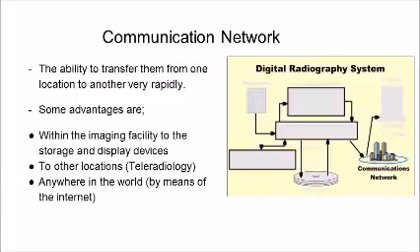So, the communication network is the ability to transfer images from one location to another very rapidly. Advantages for that are within the imaging facility to the storage and display devices, and to other locations anywhere in the world by means of the internet.